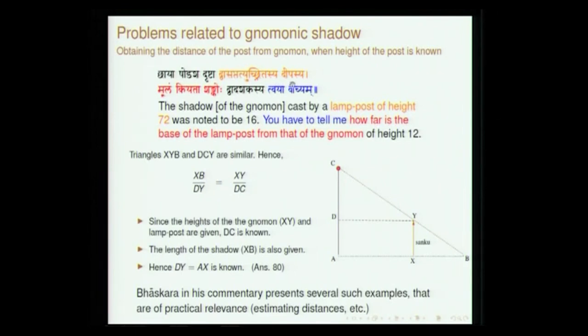Dvasaptatyuchritasya deepasya. So deepa is a lamp post. Dvasaptati is 72. 72 is the height of this post. Moolam kiyata shankoho dvadashakasya tvaya vachyam. So tvaya vachyam, you have to say, so what is this distance AX? So you have to specify. So this is just an illustration. So you know one, you get the other. So this is just okay.